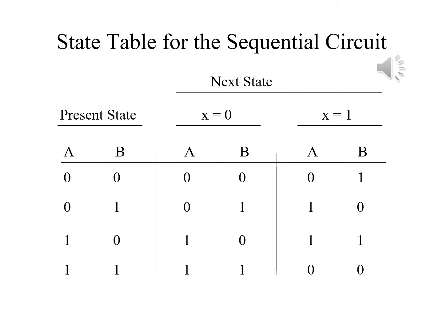Here in the state table, you see the same information as there was in the state diagram. We see the 4 states that we have right now. A and B will spell out 0,0, 0,1, 1,0, 1,1. The next state, if x is 0, will be the same as we had before. It won't change. However, if x is 1, we'll go from 0,0 to 0,1, from 0,1 to 1,0, from 1,0 to 1,1, and from 1,1 back to 0,0.